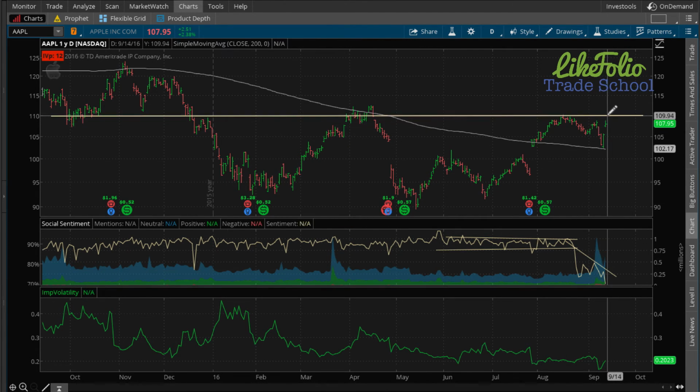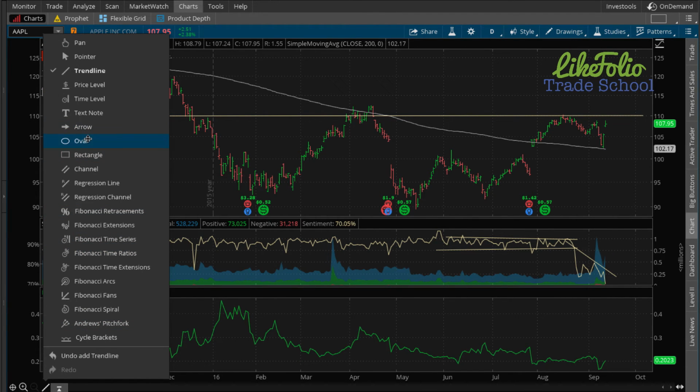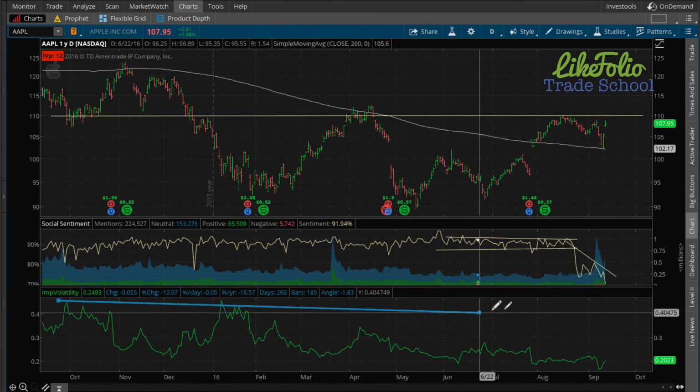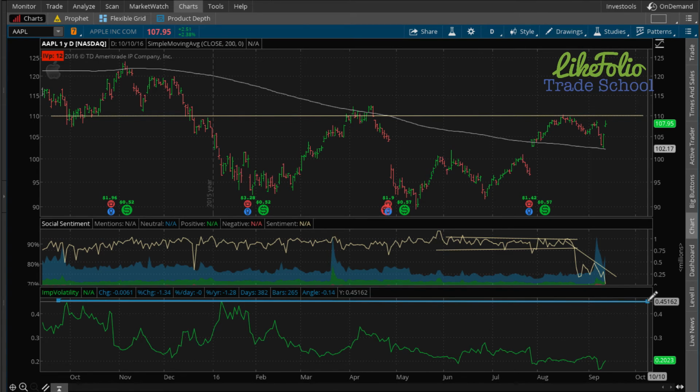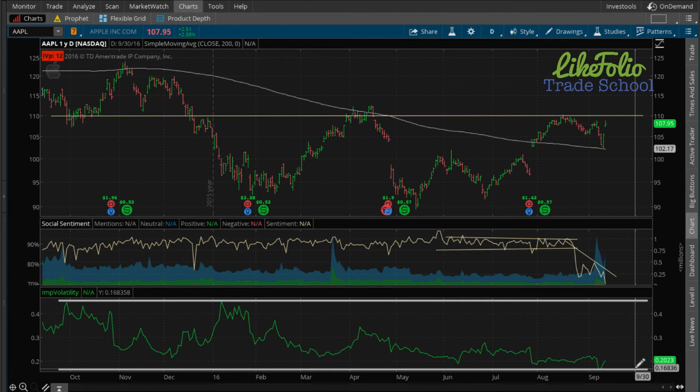So we see the stock moving into resistance, potentially a bearish opportunity. We see the big drop in social sentiment, adding to the strength of our bearish case. And then we look down here at implied volatility. Well, the implied volatility at its highs has been up here at around 45%, and at its lows has been down here around 15-16%. Currently it's at 20%, so it's way closer to the low end of the range. I mean, it's pretty much at the low end of its range.